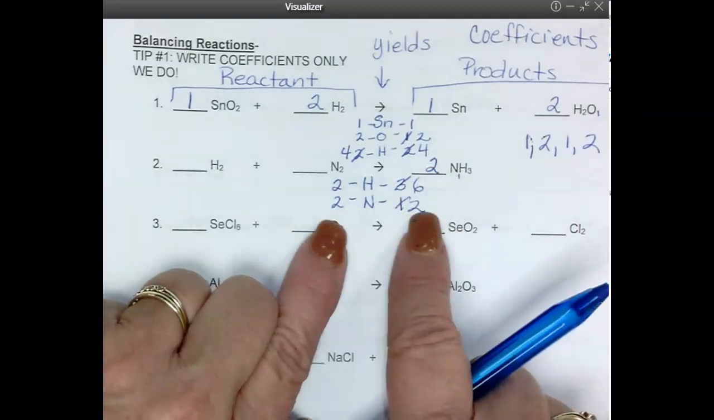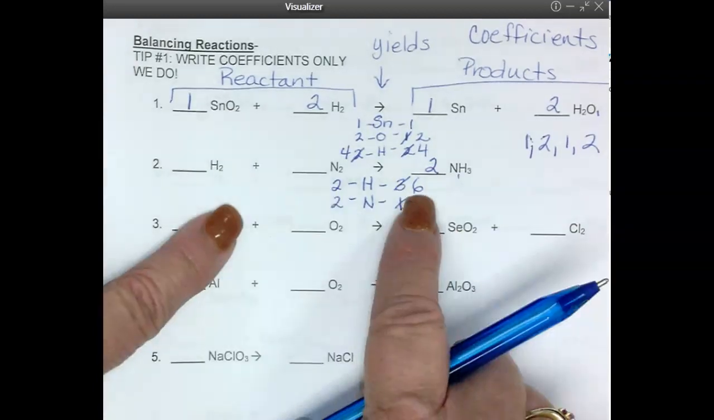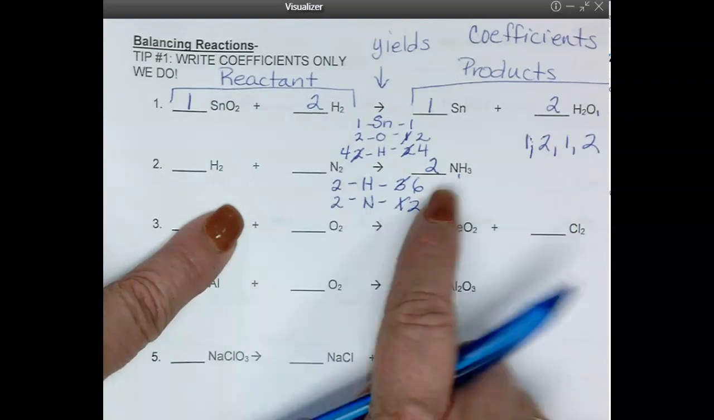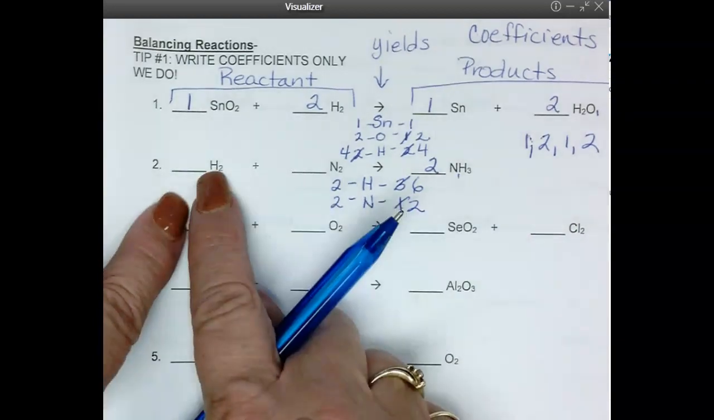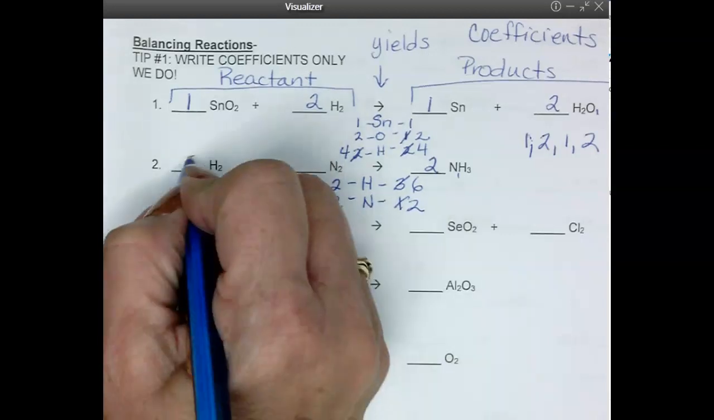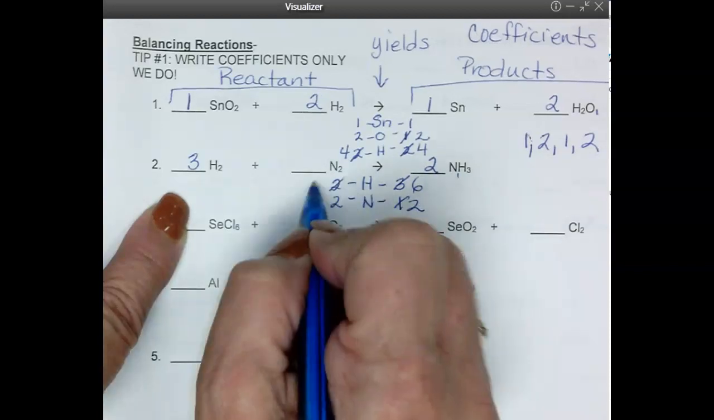So that fixed my nitrogens. So now I need to fix my hydrogens. I need 6, I only have 2. But every time I get a hydrogen, I get 2 every time. Okay, so I need 3 of those pairs to get 6.